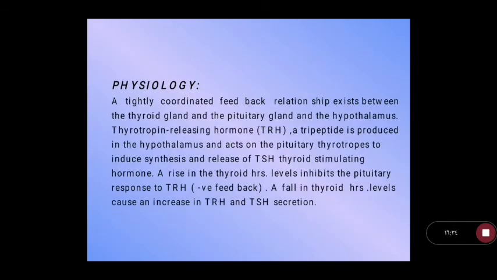Physiology: how it is controlled. A tightly coordinated feedback relationship exists between the thyroid gland, pituitary, and hypothalamus. Thyrotrophin releasing hormone or factor, TRH, a tripeptide, is produced in the hypothalamus and acts on the pituitary to induce synthesis and release of TSH. A rise in the thyroid hormone level inhibits the pituitary and TRH, which is called the feedback mechanism. A fall in the thyroid hormone level causes an increase in TRH and TSH.